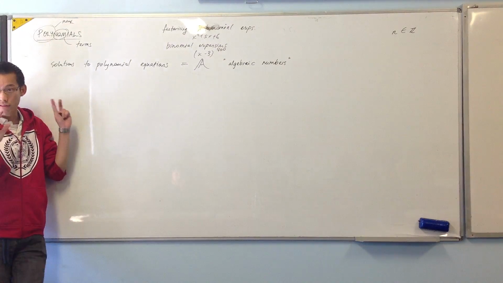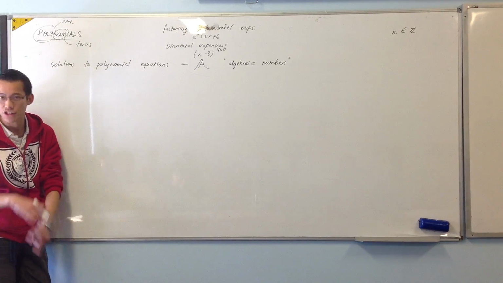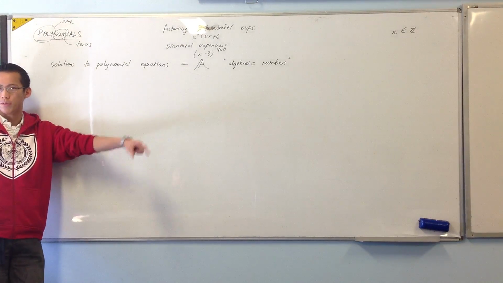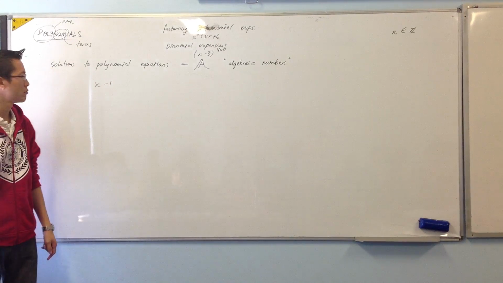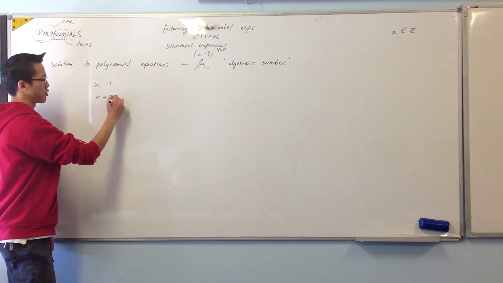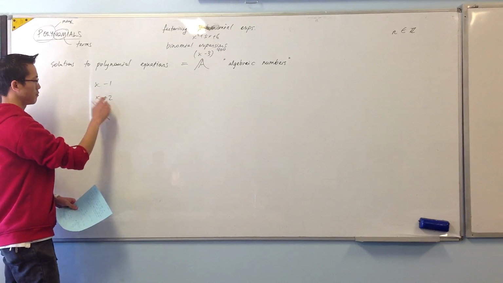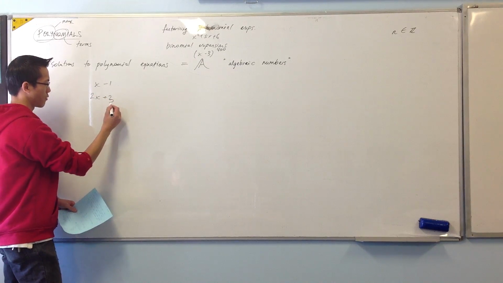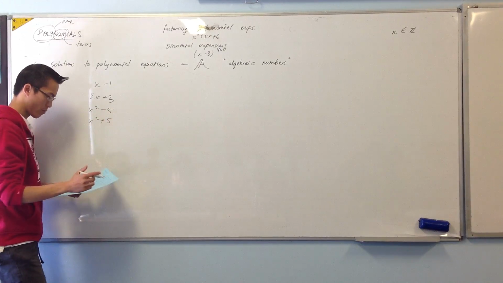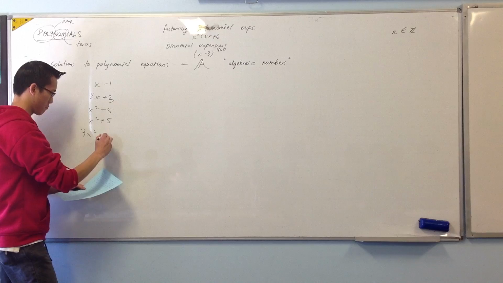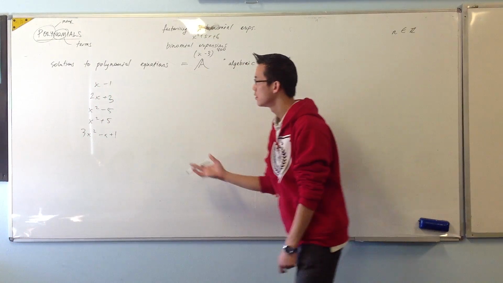Now, let's just really quickly rattle off some examples of polynomials, and then we'll try and generalize and say what the general polynomial is. Okay, so examples. x minus 1. That's a polynomial. Okay. x plus 2. Actually, let's make this 2x plus 3. x squared minus 5. x squared plus 5. Okay, so these are all polynomials, right?